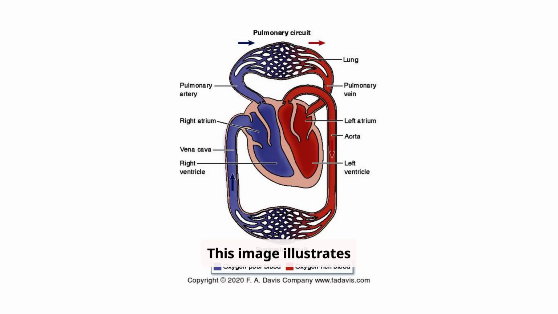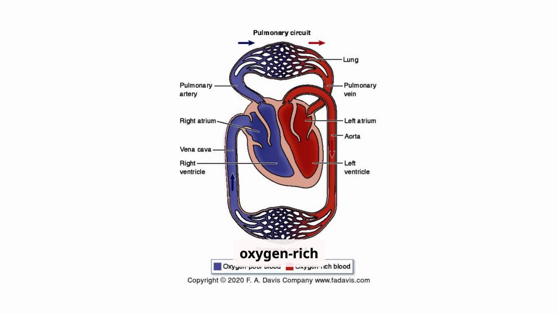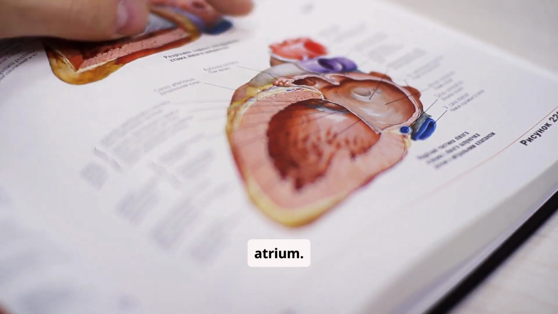This image illustrates the pulmonary and systemic circuits of the circulatory system. The right side of the heart handles oxygen-poor blood, while the left side handles oxygen-rich blood. Follow the flow from the right ventricle to the lungs and back to the left atrium, then from the left ventricle to the body and back to the right atrium.